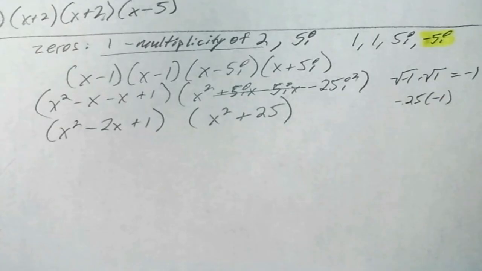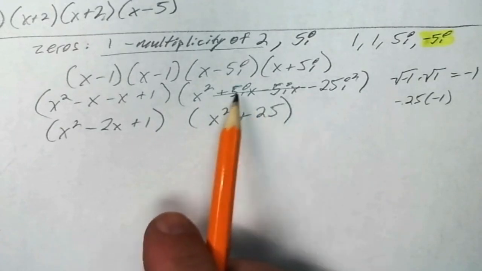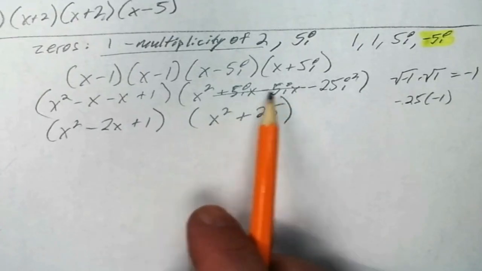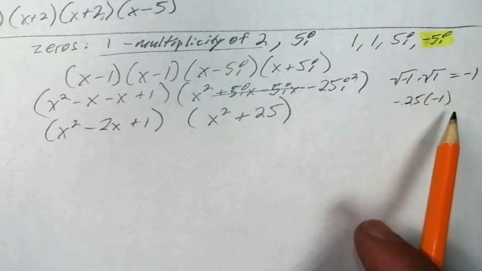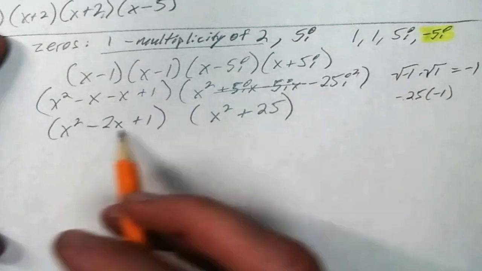All the imaginary stuff went away. This imaginary term canceled out by that imaginary term. And this one's i squared, so it's not imaginary anymore. It's actually a -1. So now we just have to multiply these together.